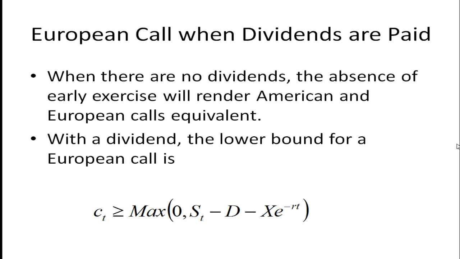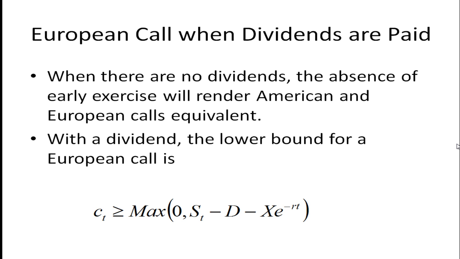Now, if there are no dividends being paid, then the American and the European calls are equivalent. And the reason for this is because no one's going to exercise an American call option early if no dividends are being paid. You can always sell the option for more. The option will have some time value. And if you haven't watched it, I have a video on time value and intrinsic value for options.